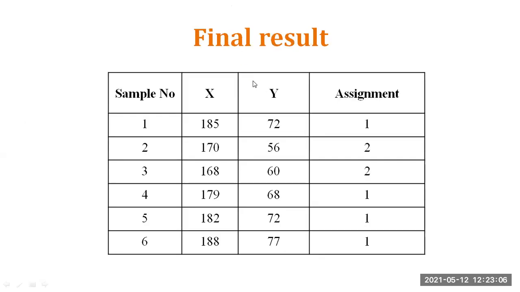This is what is asked in the question: tabulate the assignment values, that means into which cluster each data point belongs. Cluster 1 has 4 values and cluster 2 has only 2 data points. 170 comma 56 and 168 comma 60 belong to cluster 2, and the rest of the data points belong to cluster 1. Likewise, if you have more values, we can compute the distances, update the centroid values, and thus form the clusters. This is the concept of the k-means algorithm.